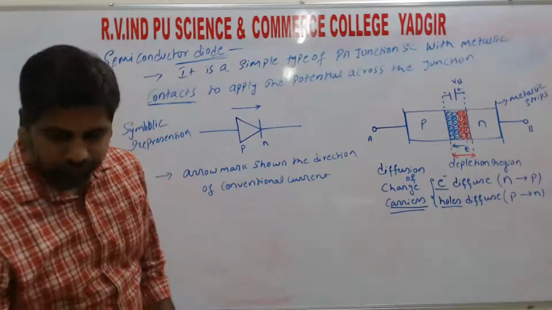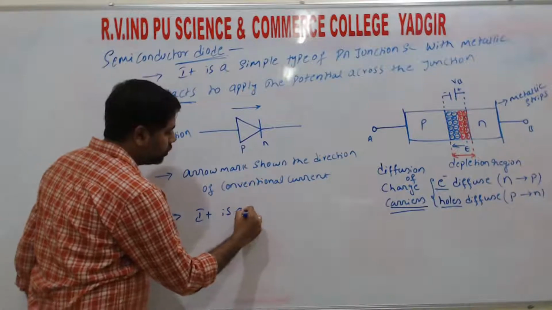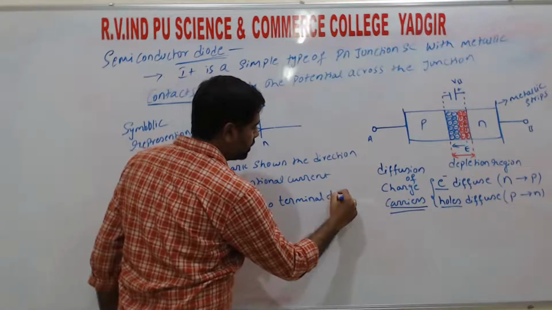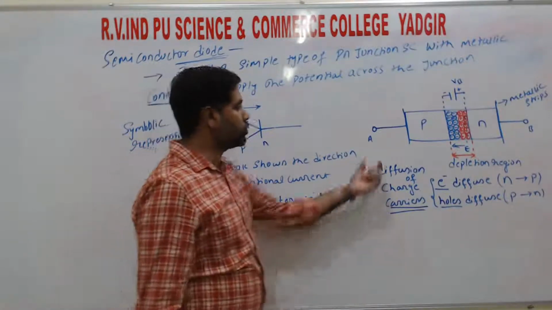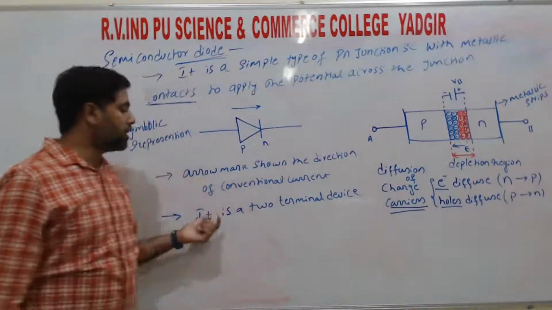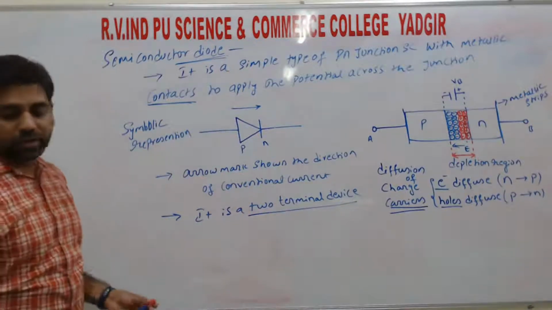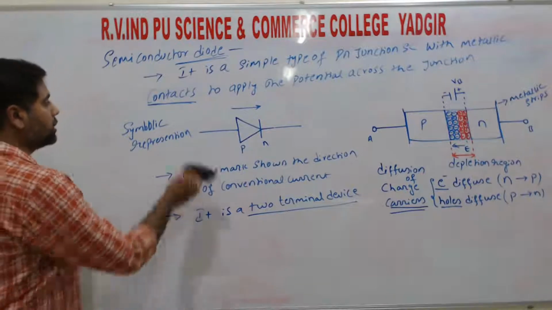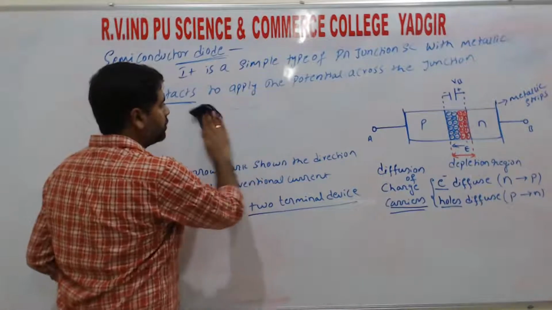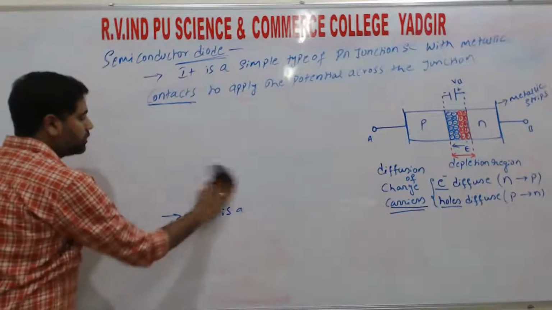Next, it is a two terminal device because it has two ends. Here one end and here another end. That's why we call the semiconductor diode a two terminal device, right? Next, what happens when we apply the external potential to the semiconductor diode? In that we have two types.